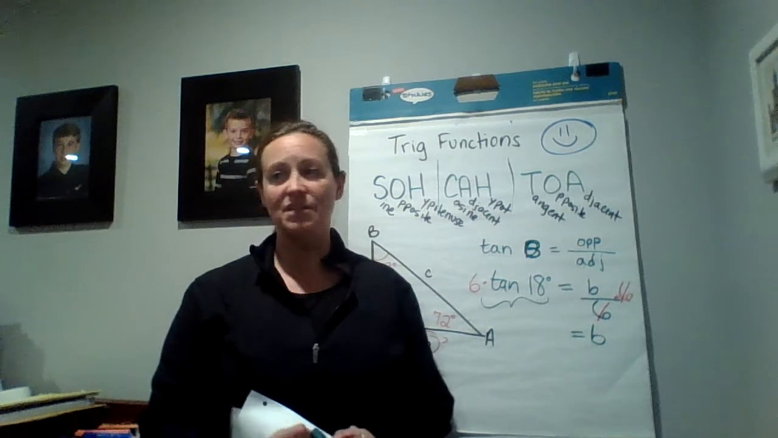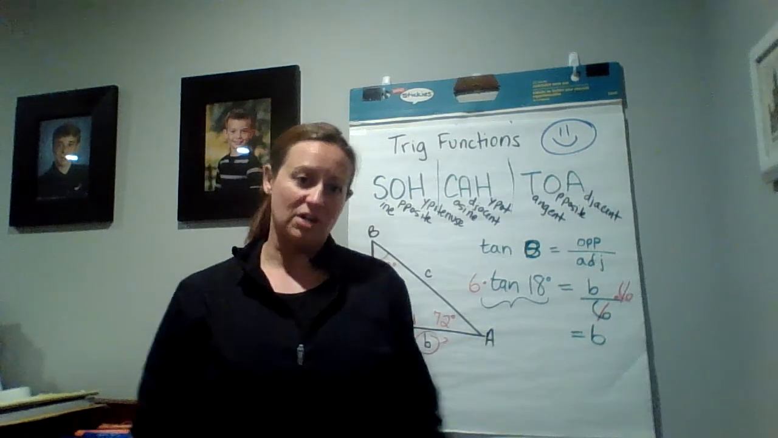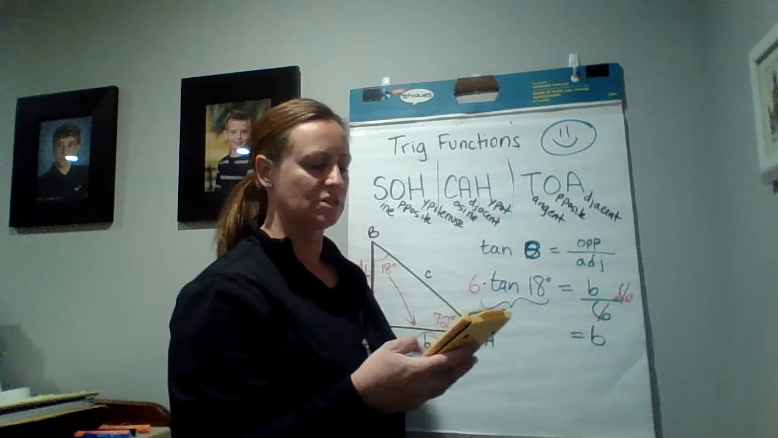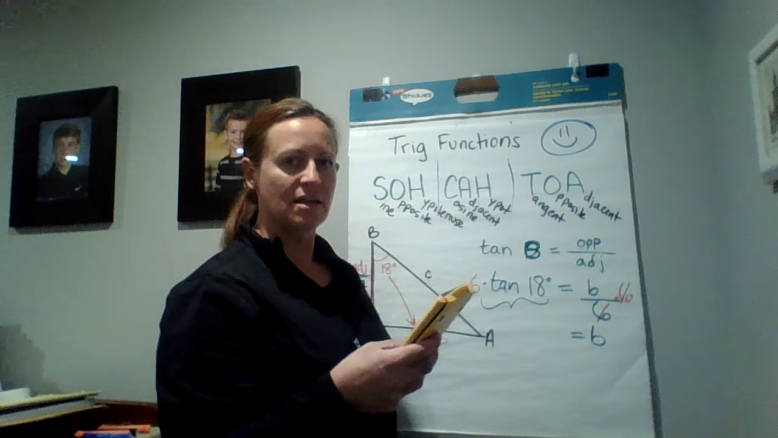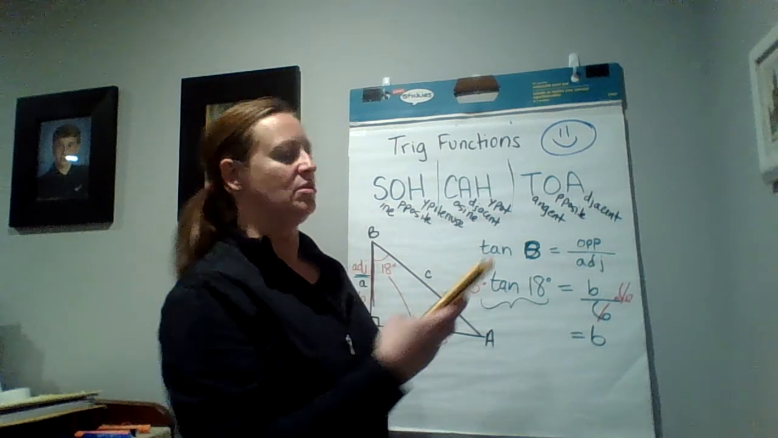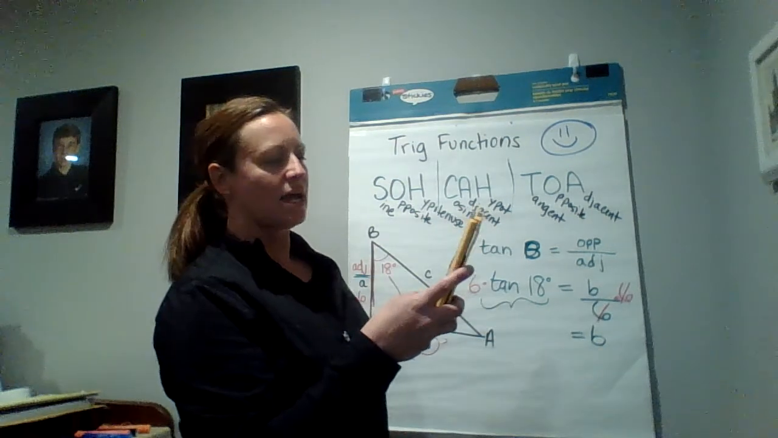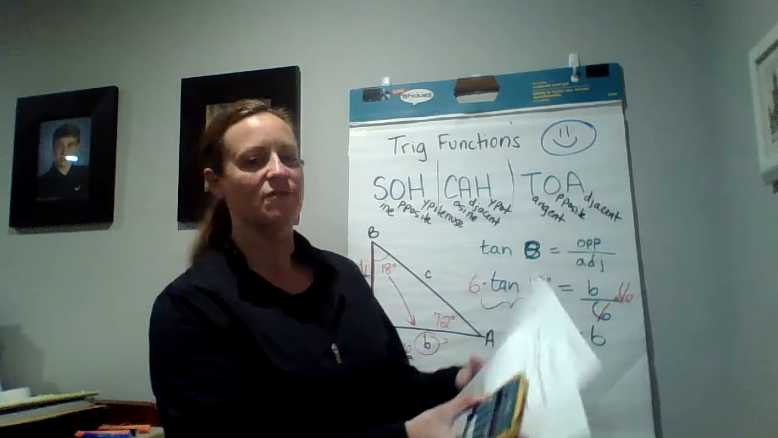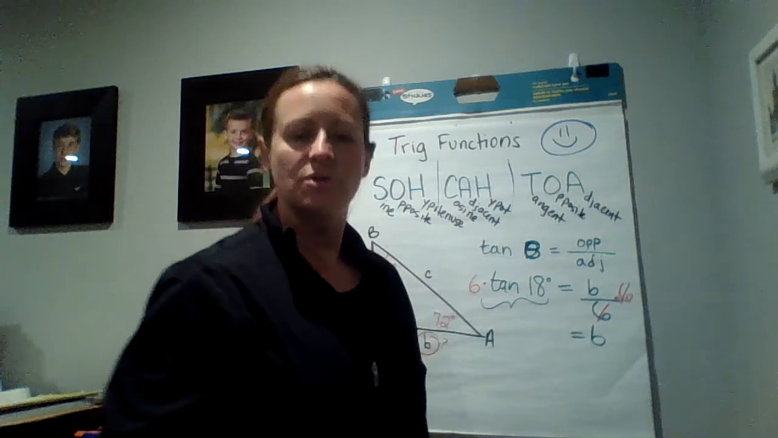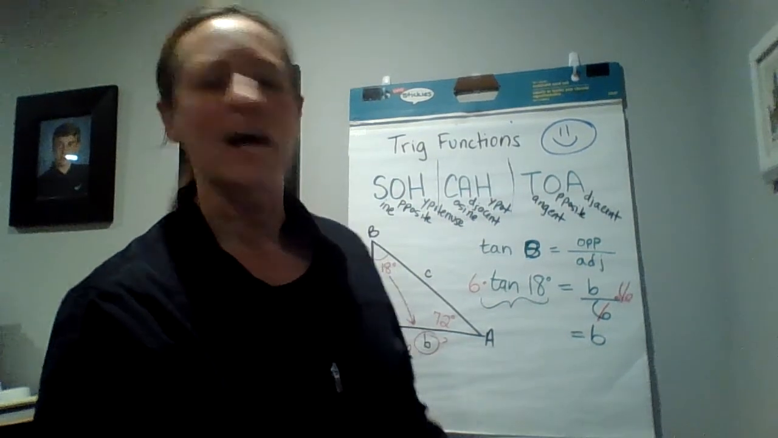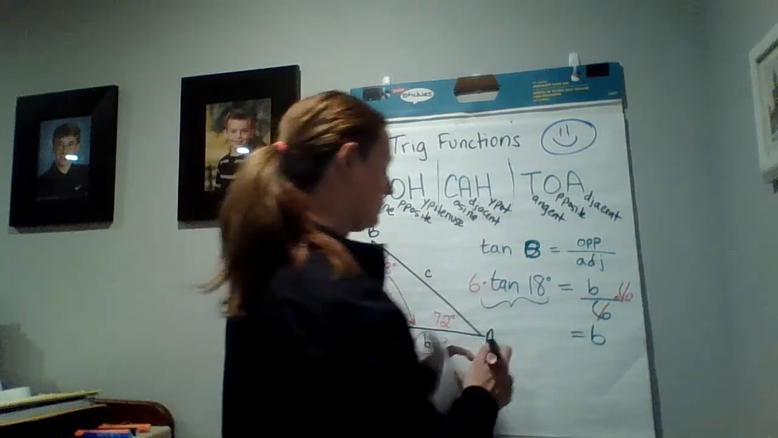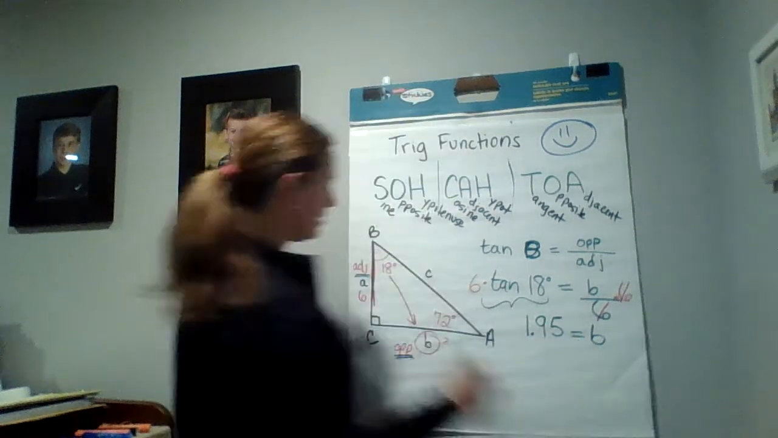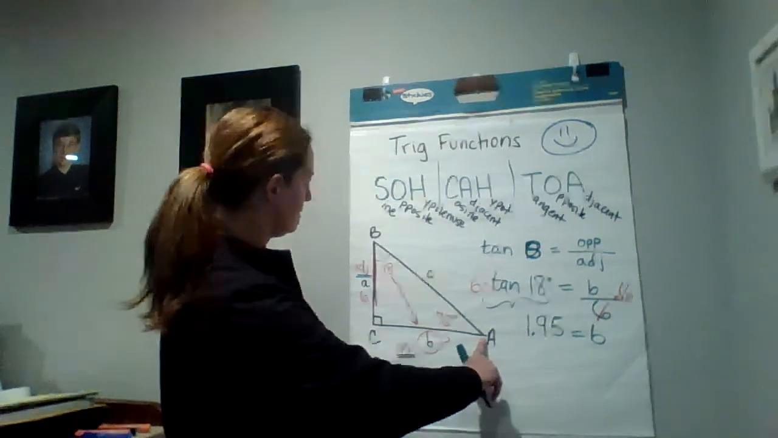Now 6 times the tan of 18 degrees is just a number that I will find on the calculator. So let's enter it in. 6 times the tan of 18. Press enter. I have got an answer of, and I'm going to check my answer key, 1.949. So it's approximately 1.95. That is the length of this side.